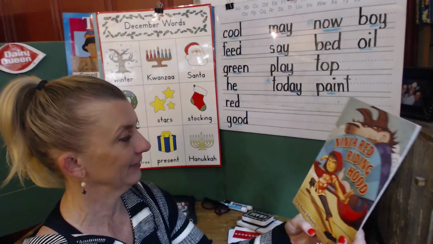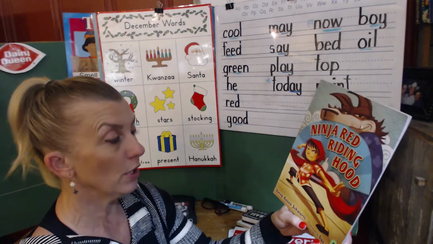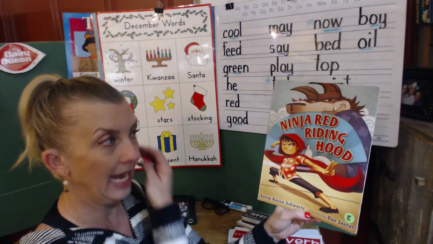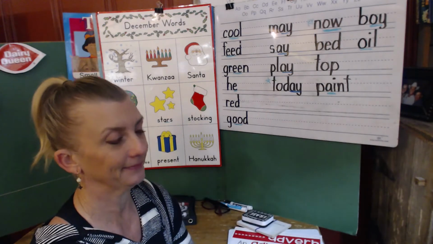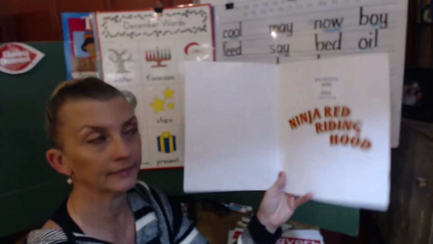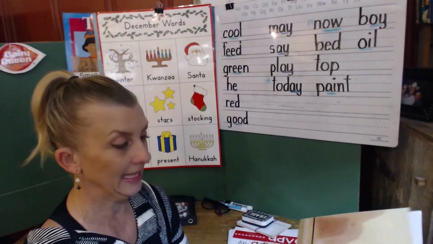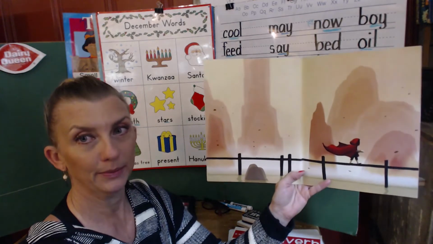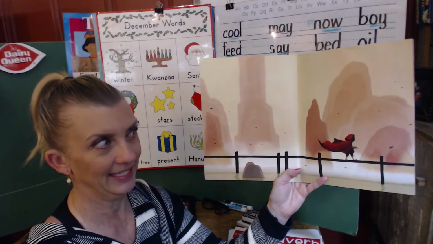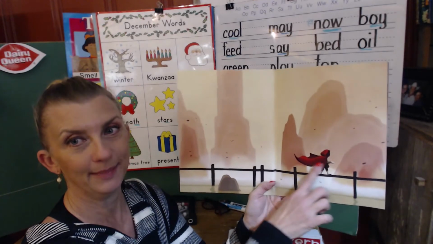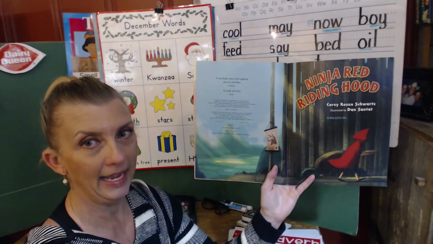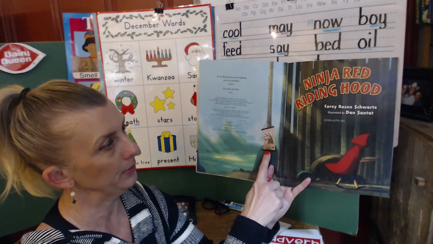This is fun. Corey Rosen Schwartz wrote the story, and it's illustrated by Don Sentat. Ninja Red Riding Hood. One of my friends named Corbin got this book for our class. Ooh, look at the setting. Looks kind of scary. The wind must be blowing. Ninja Red Riding Hood. Ooh, there's some kind of poster.